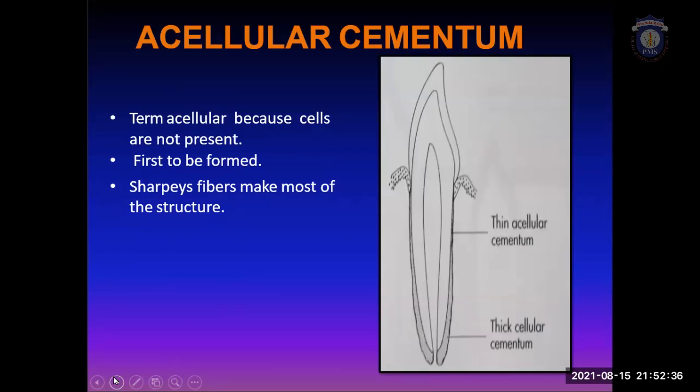Cementoblasts are the cells which are secretory to the cementum. Sometimes these cells can get embedded into the tissue. Any cementum which does not contain cells is known as acellular cementum. It is the first kind of cementum. It has fibers, but it is devoid of any cells. The fibers are inserted from the periodontal fibers, and they are known as Sharpey's fibers.